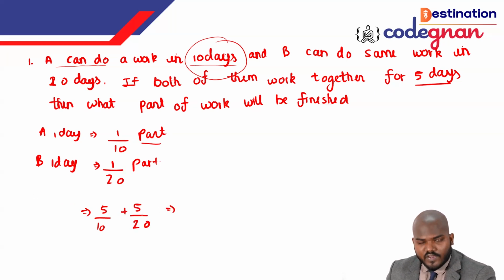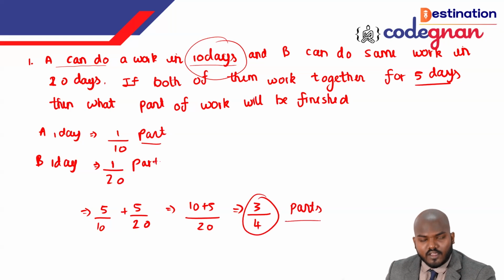If you say that, the LCM value is obviously 20. You can directly say 10 plus 5 by 20, which gives 15 by 20, then you can call it 3 by 4. So they have completed 3 by 4 part if they work together for 5 days. 3 by 4 means out of 4 portions, they have completed 3 portions of the work. This is the way we can define it and close this problem as easily as possible.